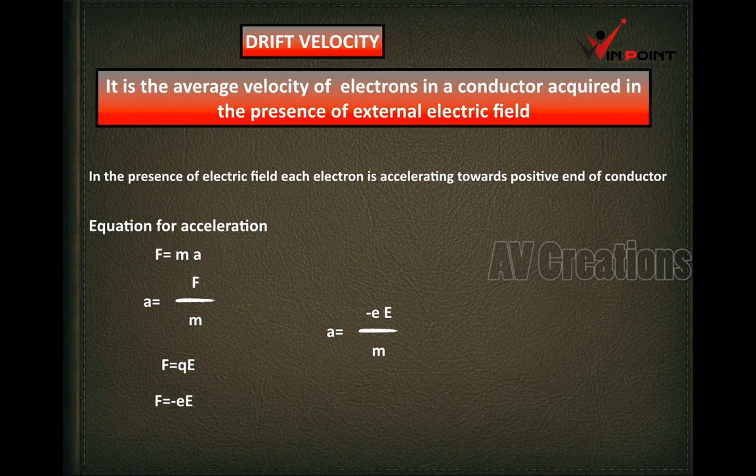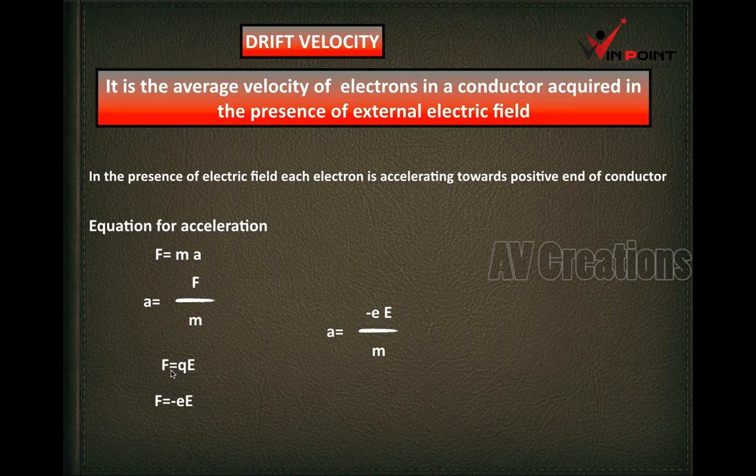In the presence of an electric field, each electron is accelerating towards the positive end of the conductor. What is the equation for acceleration? First we need to write the equation for force. The equation for force is F equal to ma. From this we can write the equation for a. It will be F by m.